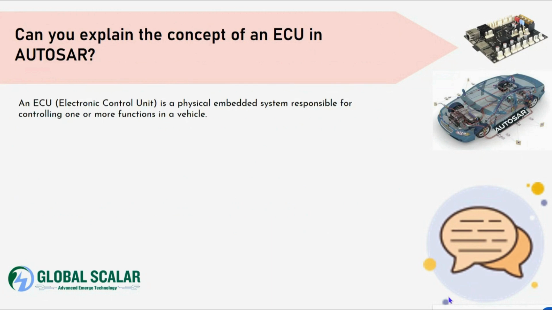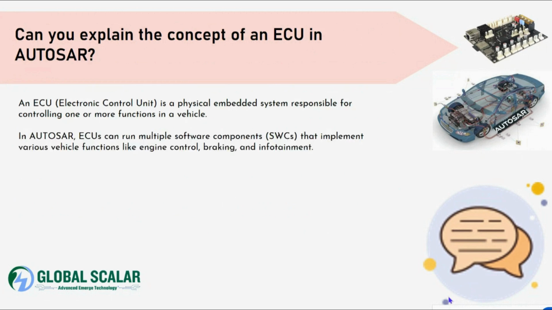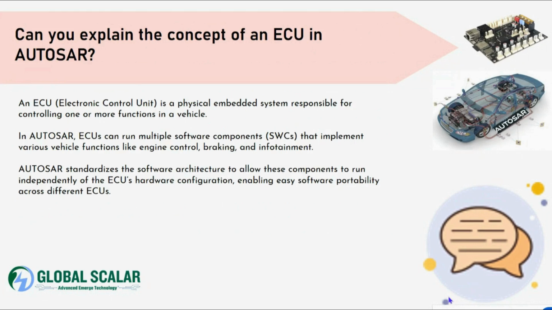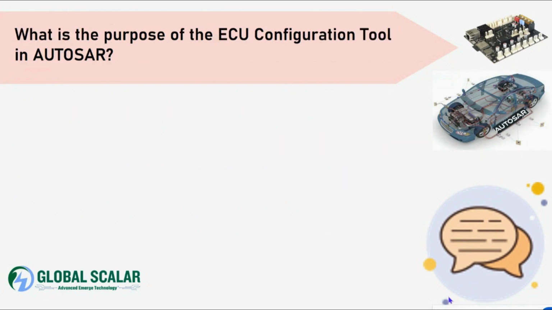Can you explain the concept of ECU in AUTOSAR? An ECU is a physical embedded system responsible for controlling one or more functions in a vehicle. In AUTOSAR, ECUs can run multiple software components that implement various vehicle functions like engine control, braking, and infotainment. AUTOSAR standardizes the software architecture to allow the components to run independently of the ECU's hardware configuration, enabling easy software portability across different ECUs.